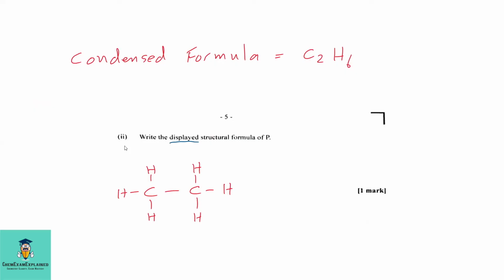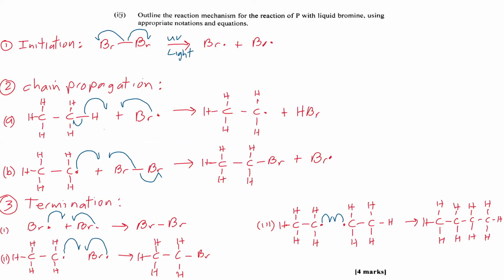Part 2. Write the displayed structural formula of P. So we know that P is C2H6. So all we do now is write out the displayed formula for the alkane. Part 3. Outline the reaction mechanism for the reaction of P with liquid bromine using appropriate notations and equations.